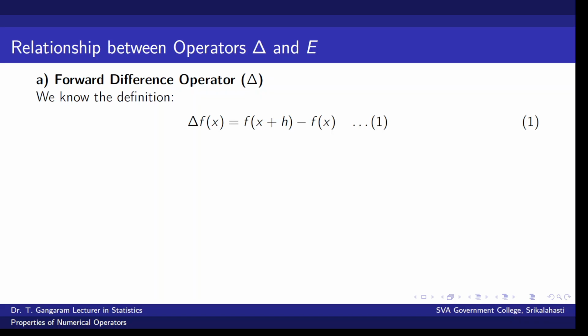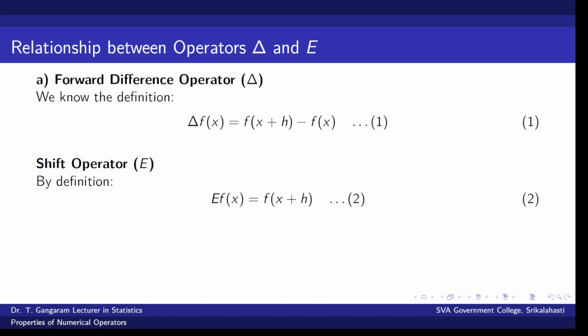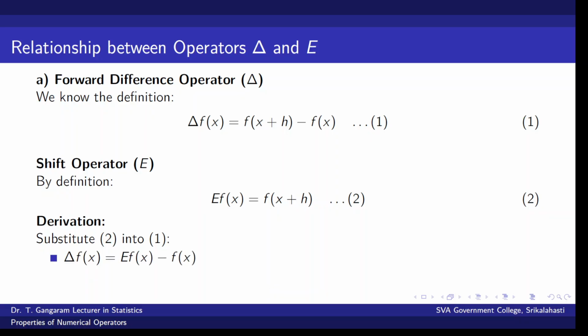By the definition of forward difference operator, delta f of x is equal to f of x plus h minus f of x. The definition of shift operator E of f of x is equal to f of x plus h. By using these two equations, substitute equation 2 into equation 1. Instead of f of x plus h, we can use E of f of x.